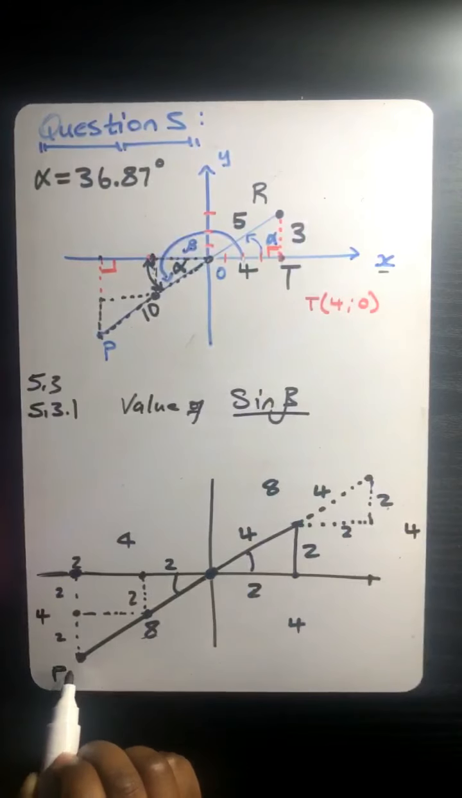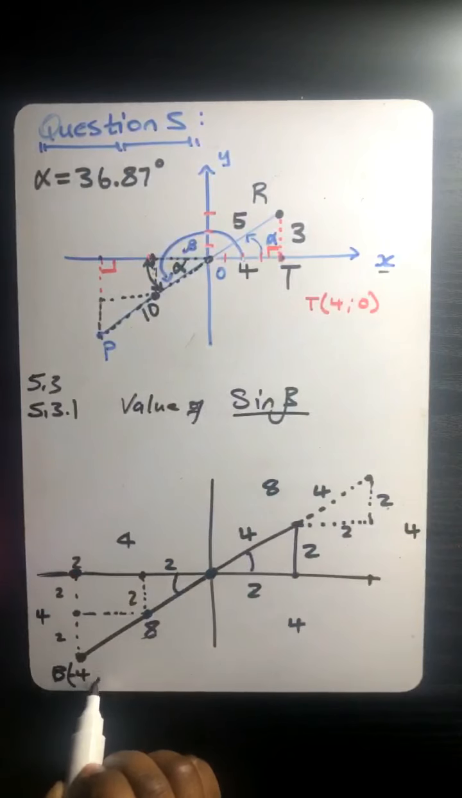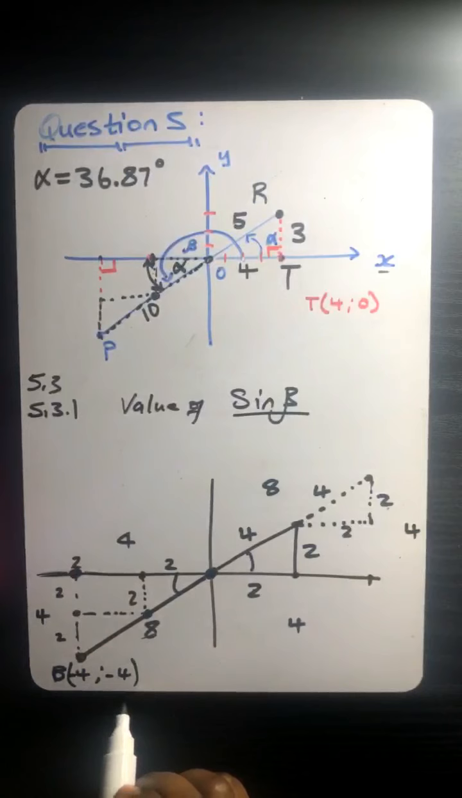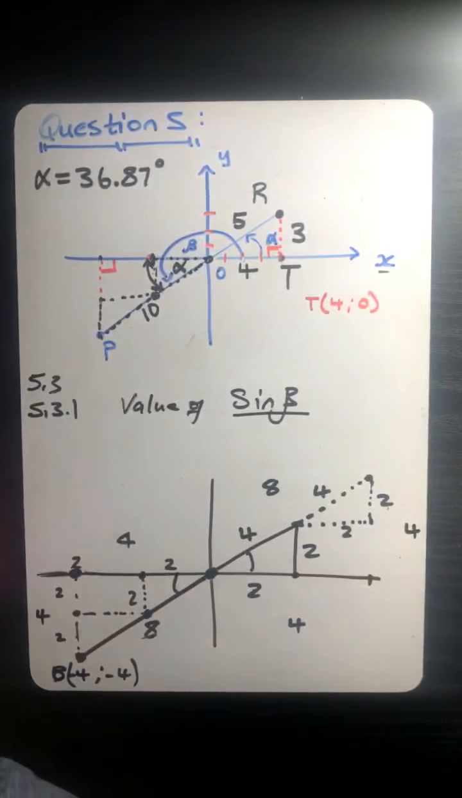So it's more like the coordinates of P. If this point is P, let me say it's B. That means the coordinates of B, what is X? X is 4, but it's negative. And then this one is also negative, so it's negative 4. I'm not sure. Does it make better sense now, or is it still confusing, guys?